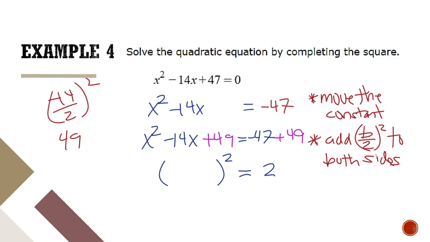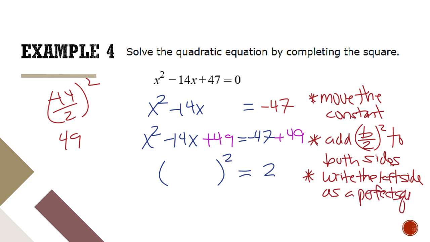So that's this next step: write the left side as a perfect square, which again, it's x minus b over 2. b over 2 was a negative 7. So, or sorry, it'd be x plus b over 2, which ends up being x minus 7. So x minus 7, the quantity squared, is equal to 2 here.